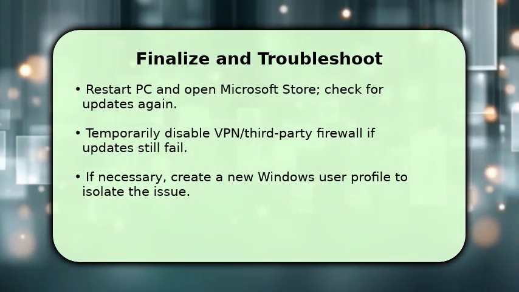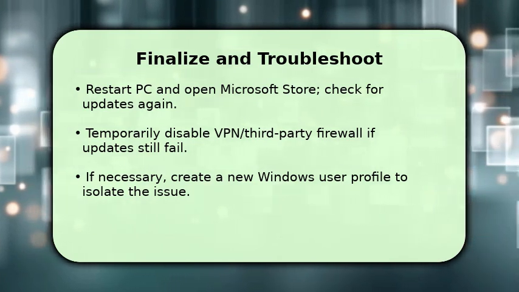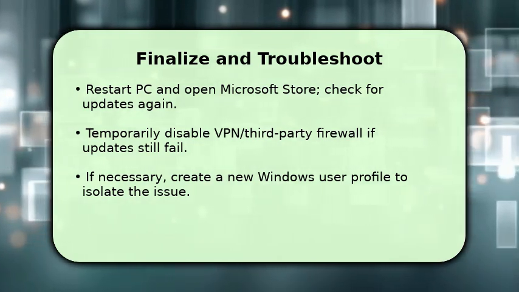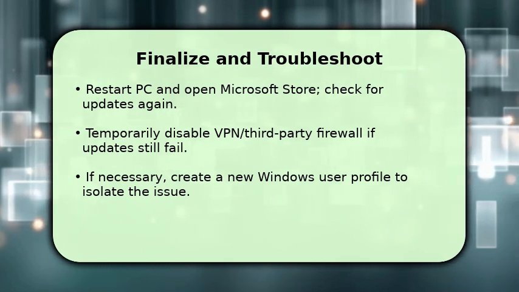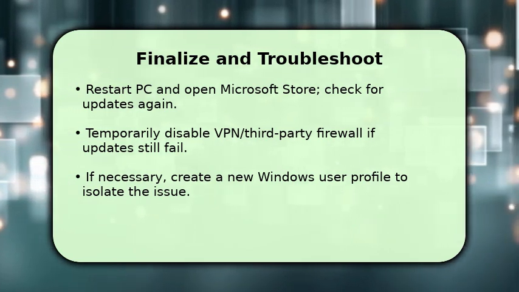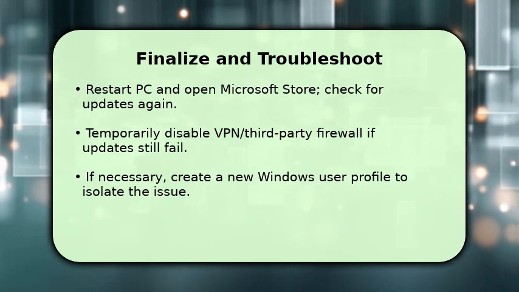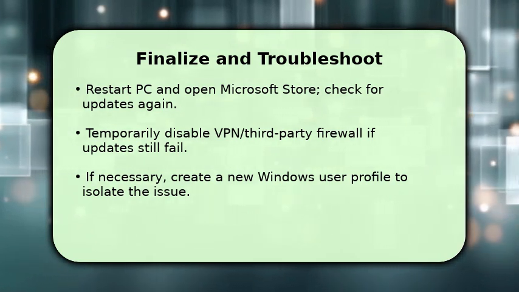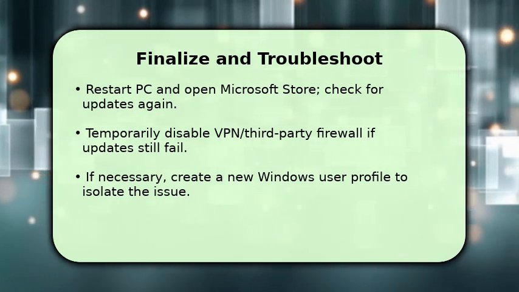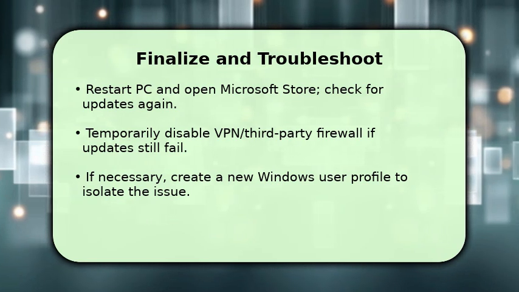Finally, complete the process and verify the fix. Restart your PC, open Microsoft Store and try check for updates. If the app updates, you're done. If it still fails, temporarily disable VPN or third-party firewalls because they can block store connections. Make sure to re-enable them afterward. As a last resort, create a new Windows user profile to see if the problem is profile-specific. If that resolves it, migrate your data.